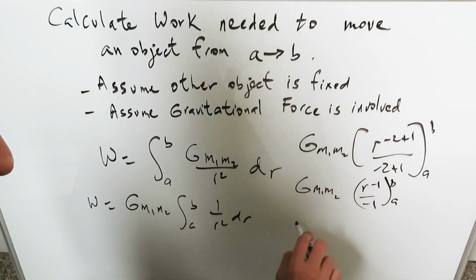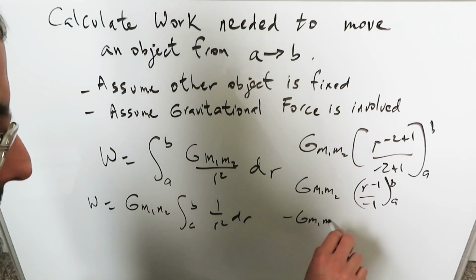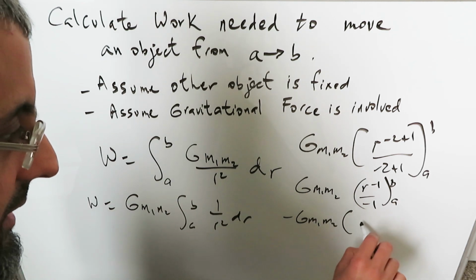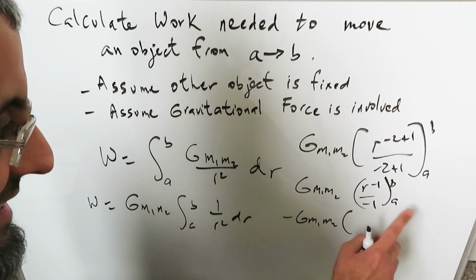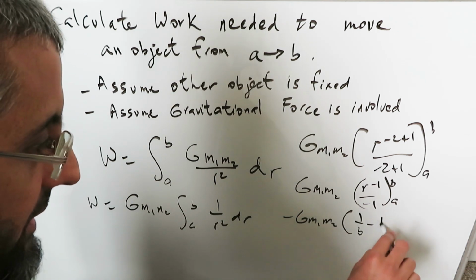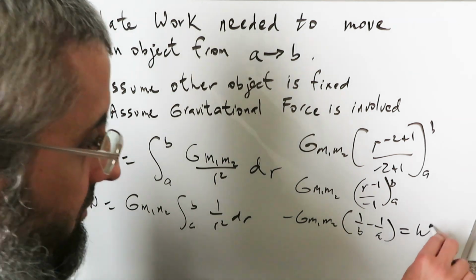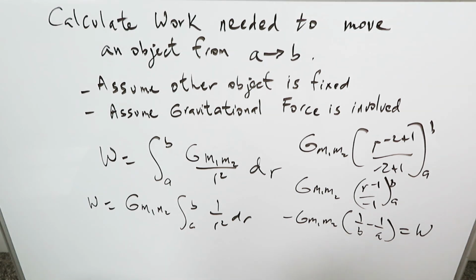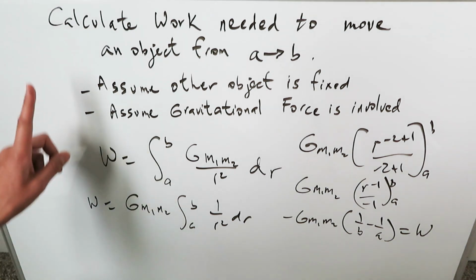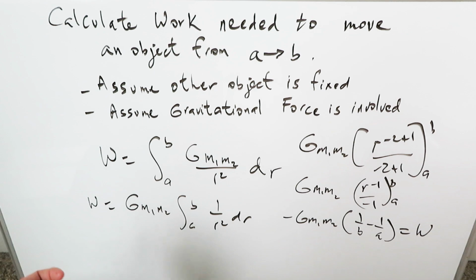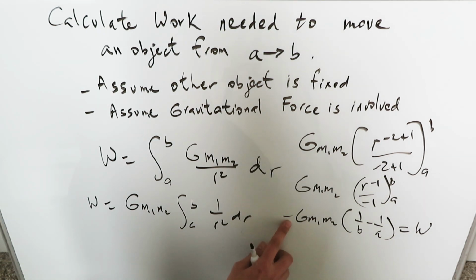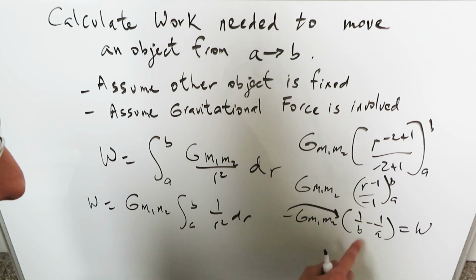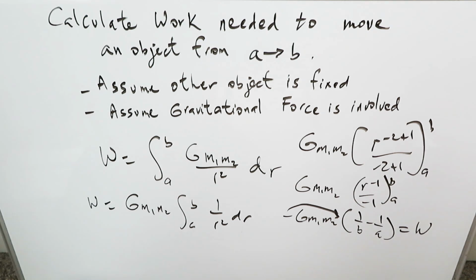When you bring all of this together, you have a minus G m1 m2, and then over here 1 over r. But why don't I bring in my limits, which are my distance items? 1 over B minus 1 over A is here equal to the work involved in moving that movable object from point A to point B against a non-movable object, perhaps having a much larger mass than the object that's moving. I do not like the idea that I have a minus at the very beginning. What I can do is apply the minus to the items in the parentheses and then shuffle things around.